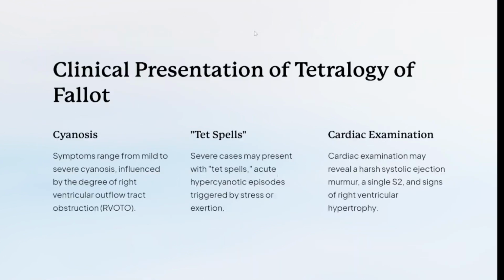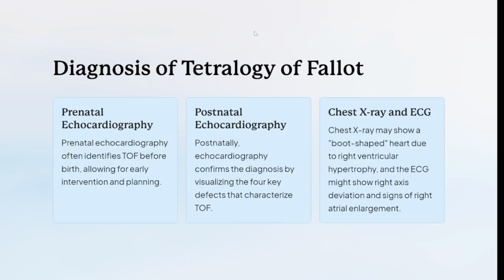Diagnostics: prenatal echocardiography often identifies TOF before birth. Postnatally, echocardiography confirms the diagnosis by visualizing the defect components. Chest X-ray may show a boot-shaped heart due to RVH. The ECG might show right axis deviation and signs of right atrial enlargement.